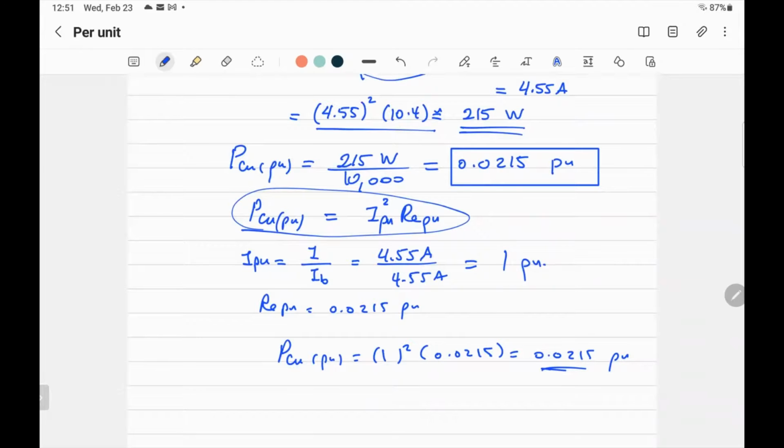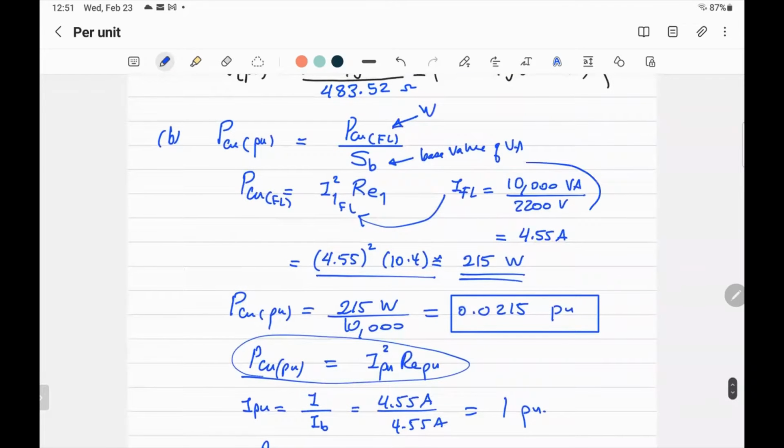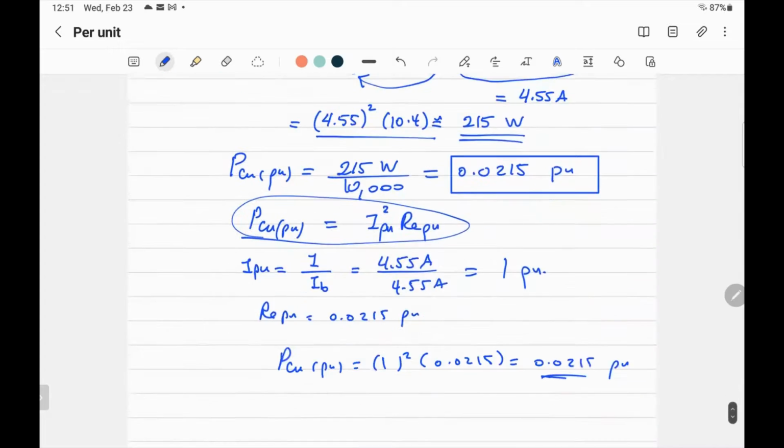For 0.55, that's what that is here. I got the full load current. I divided S, the rated value of the power, by the rated value of the voltage.